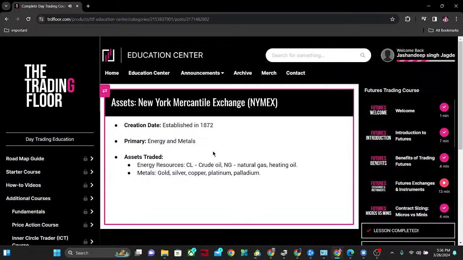Now for the New York Mercantile Exchange, which is a subsidiary of CME Group. It has its origins dating back to 1872. It stands out as the leading exchange for trading energy and metal contracts, encompassing a diverse array of assets, namely energy resources including crude oil, natural gas, and heating oil, metals encompassing gold, silver, copper, platinum, and palladium. So if you enjoy trading gold, for example, then this would be the futures exchange for you.